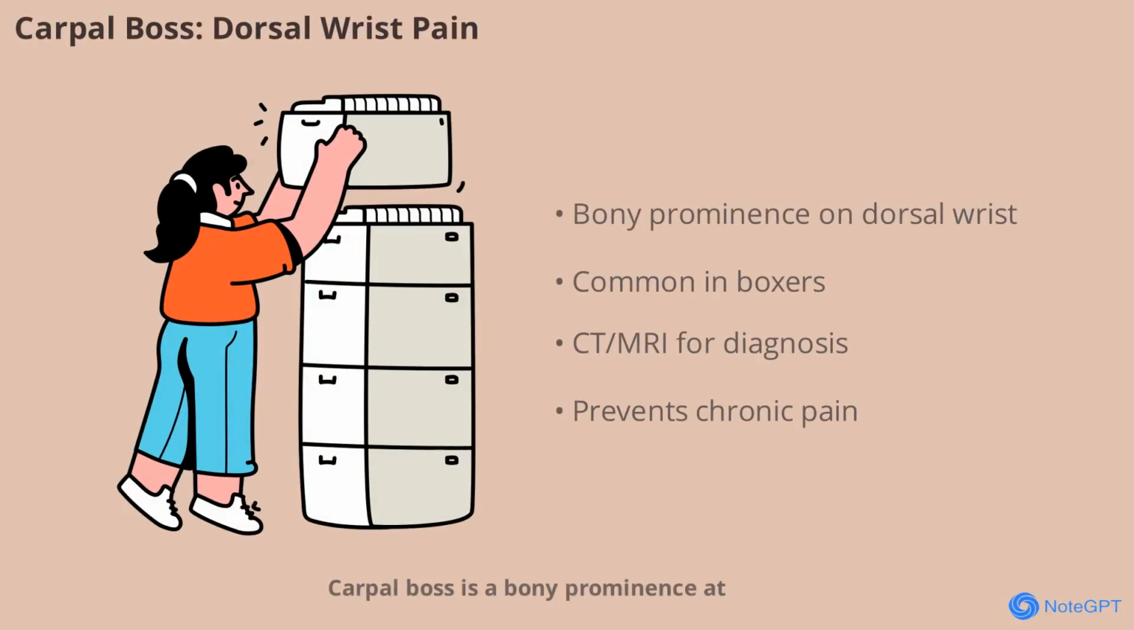Carpal boss is a bony prominence at the base of the second and third metacarpals, often seen in boxers and those with repetitive axial loading through the carpometacarpal joints. This overuse injury can cause chronic dorsal wrist pain and may be associated with instability and joint degeneration.